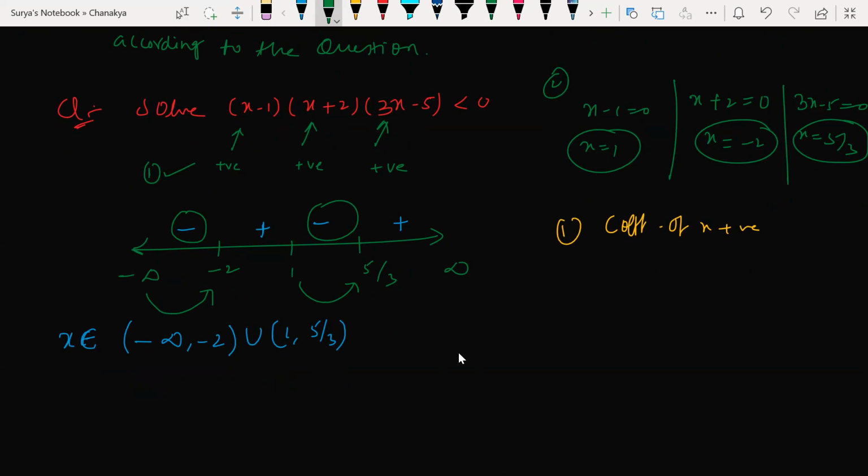So now minus infinity to minus 2, I wrote here. Then 1 to 5 by 3, I wrote here. While putting the brackets, be careful. While putting the brackets, you have to be very, very careful.